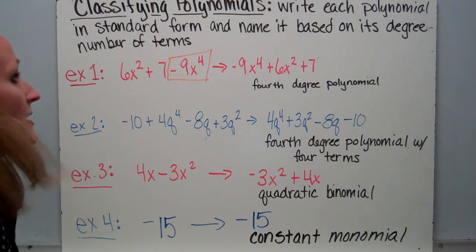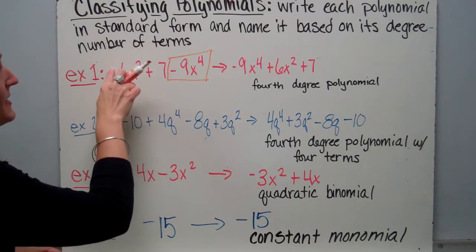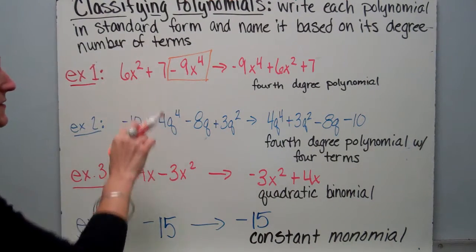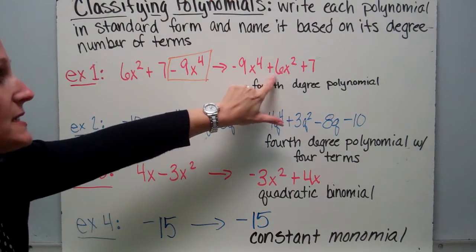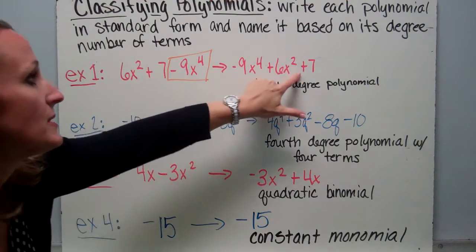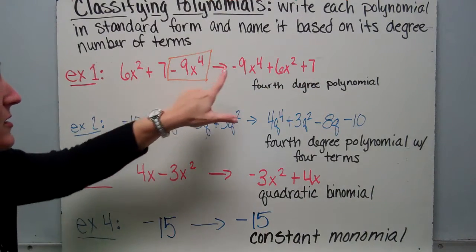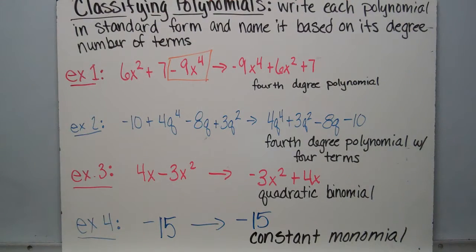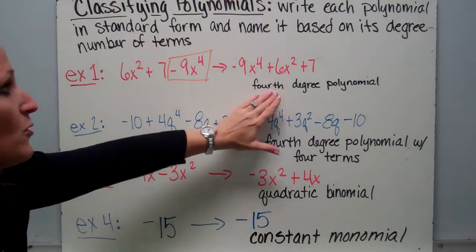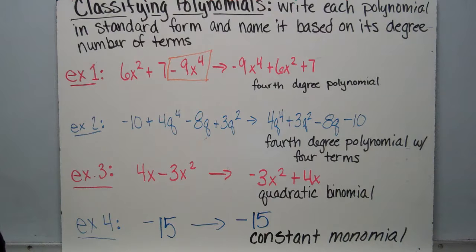It is okay to have your negative in front. Then this, even though it's not there, is a positive 6x squared. So it becomes negative 9x to the 4th plus 6x squared plus 7. This plus goes with the 7. So when we write it, it looks like this: negative 9x to the 4th plus 6x squared plus 7. And it is a 4th degree polynomial.